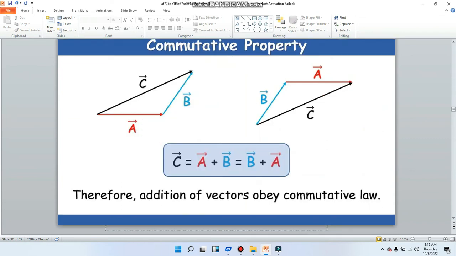Commutative property. This figure shows us vectors A and B, and C represents their resultant. In the same way, here vectors A and B add up and C represents their resultant vector. C is equal to A plus B is equal to B plus A. Therefore, addition of vectors obeys the commutative law. A plus B is equal to B plus A.